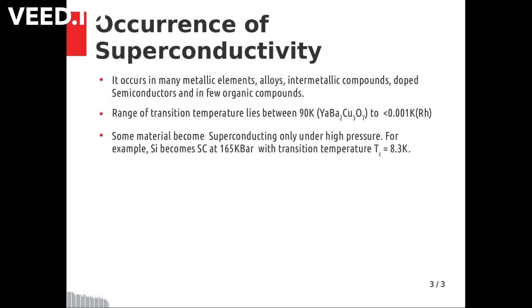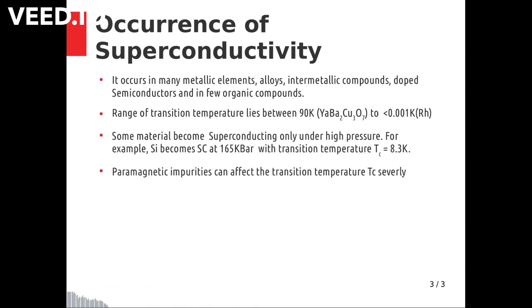Some materials become superconducting only under high pressures. So for example, silicon becomes superconducting at 165 kilobar with transition temperature of 8.3 Kelvin. So there are some materials that don't just need to be at that particular transition temperature, but also need a particular high pressure so that they can become superconducting.